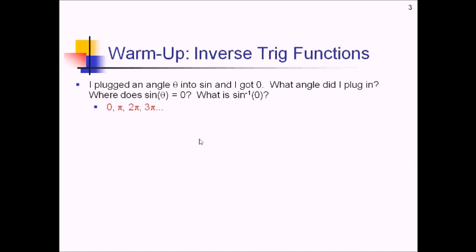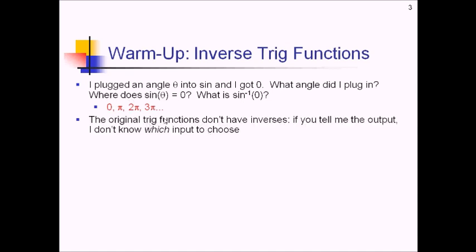Now this is a problem, because if we're only allowed to give one answer, which on a calculator you would only get one answer, which of these infinite numbers of answers do we choose? So the original trig functions don't really have inverses. If you tell me the output, I don't know which input to give you, because for any x or y value or slope, you could just keep going around the unit circle and give me more and more answers.